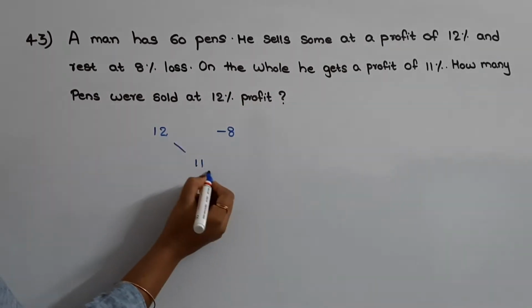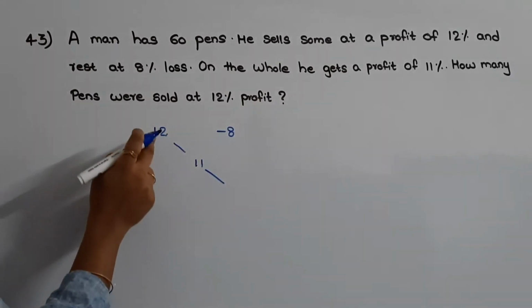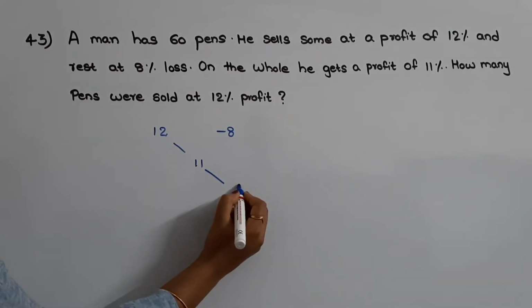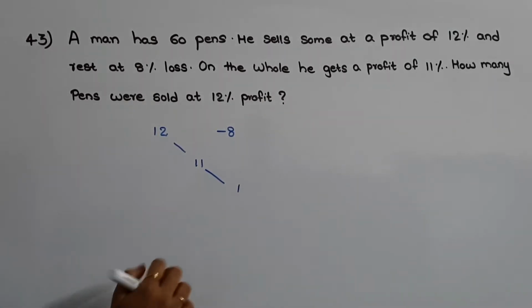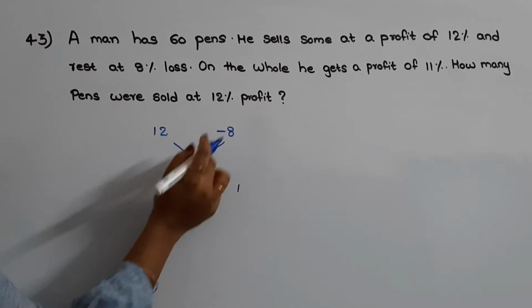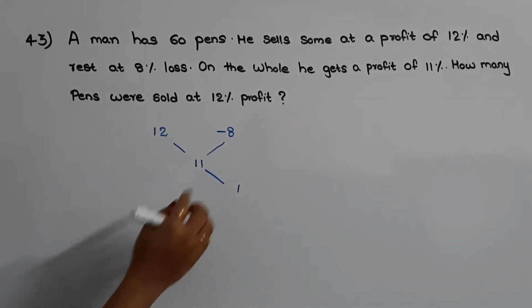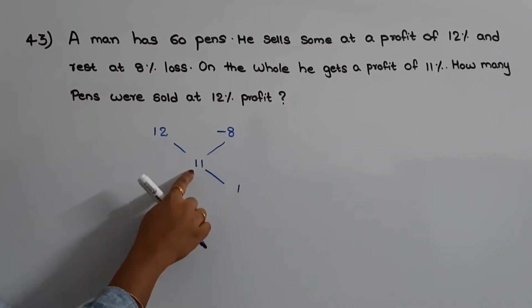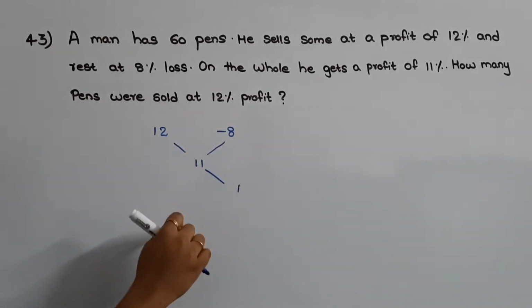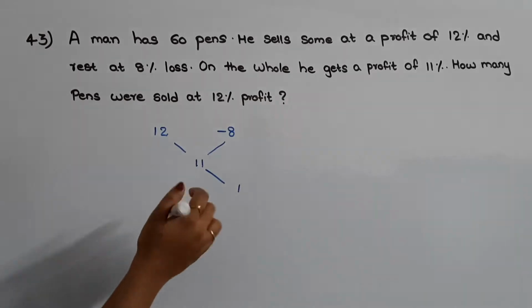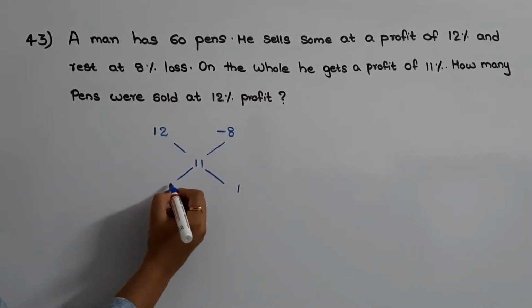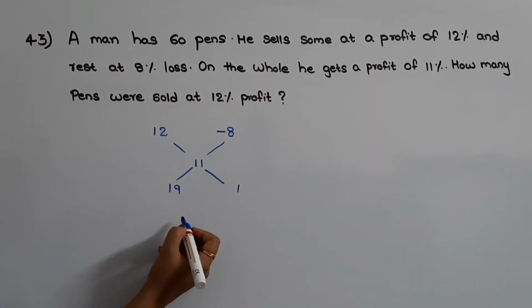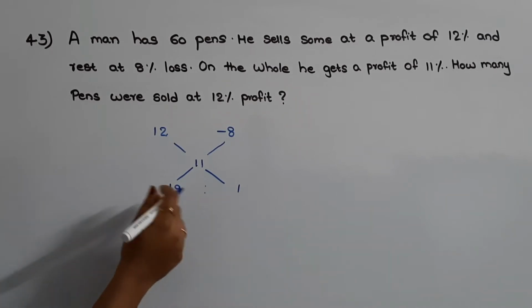Then we need to take the differences diagonally. That is 12 minus 11, that is 1. That you need to write here. Then we need to take the difference between this both. So for that, subtract this value from this middle value, that is 11 minus of minus 8, that is 11 plus 8, so that will be equal to 19. That you write here. So this will be the ratio.